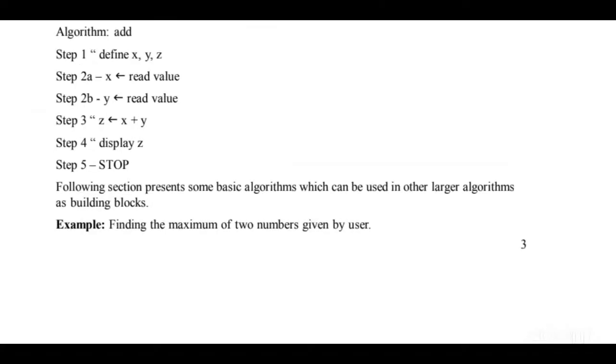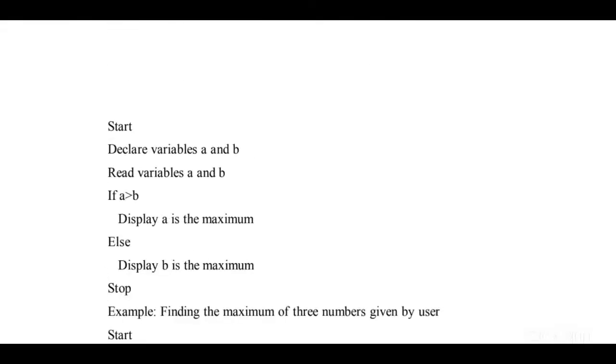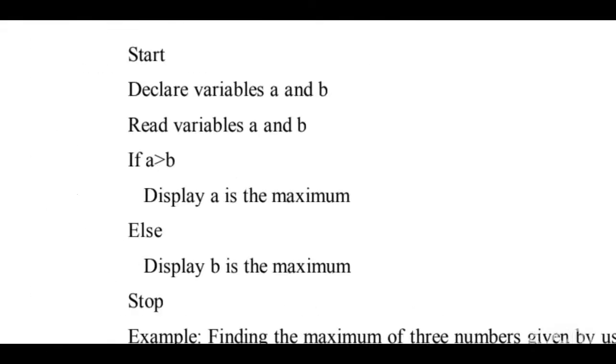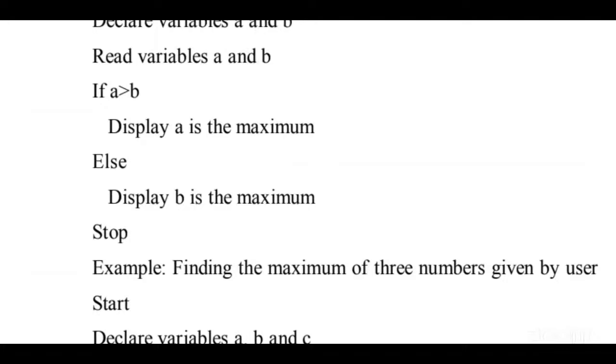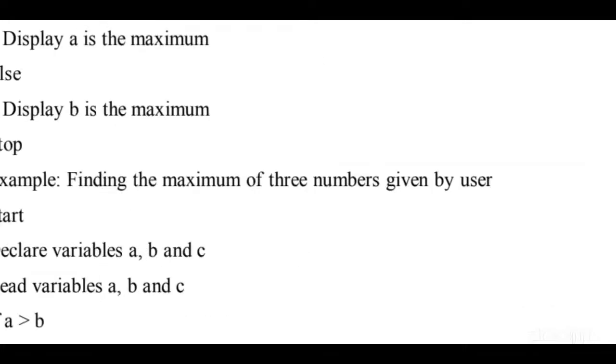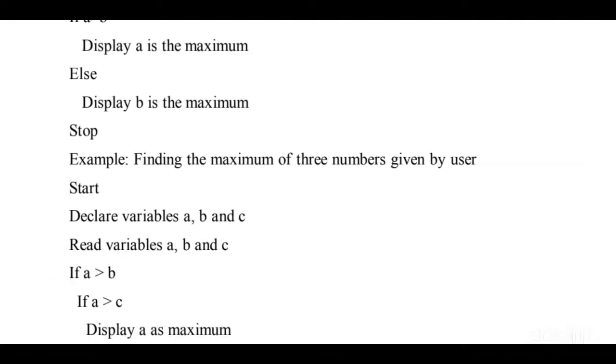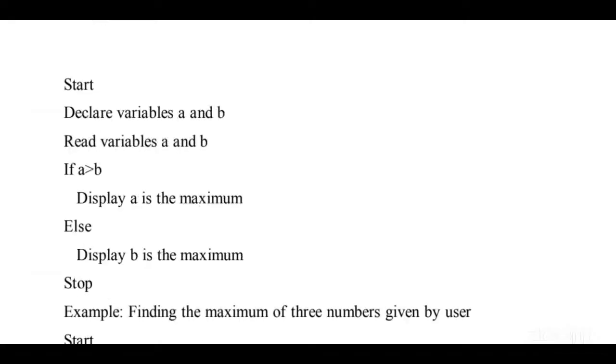Example: find the maximum of the two numbers given by the user. In the algorithm I am writing, start and declare variables A and B, and read the variables A and B. If A is greater than B, display A as maximum. Else B is maximum. Stop. So this is the simple finding of the maximum of the two numbers.